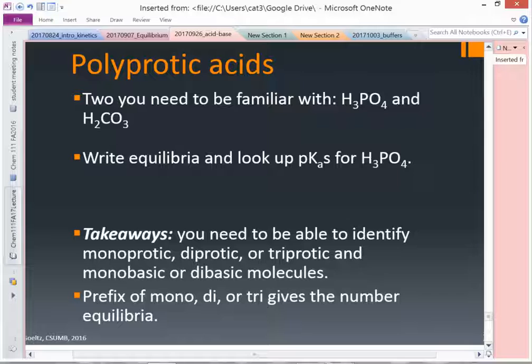In discussion section, probably most people got a bit of this about polyprotic and polybasic. A lot of words on this slide, but the polyprotic acids you really need to know are H3PO4, which is phosphoric, and H2CO3, which is carbonic acid.